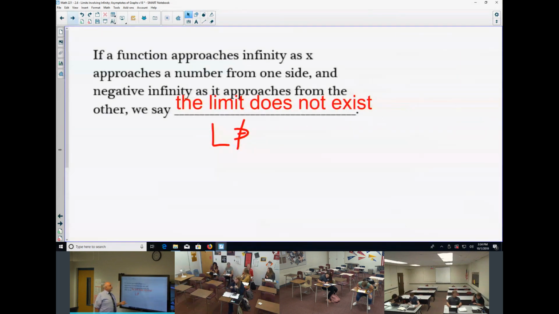Okay, so if a function approaches infinity as x approaches a number from one side and negative infinity as it approaches from the other, we say that the limit does not exist. So that would be where, let's say on a vertical asymptote, if the graph goes up on one side of the vertical asymptote and down on the other, then we say the limit doesn't exist. Because infinity and negative infinity are not the same.